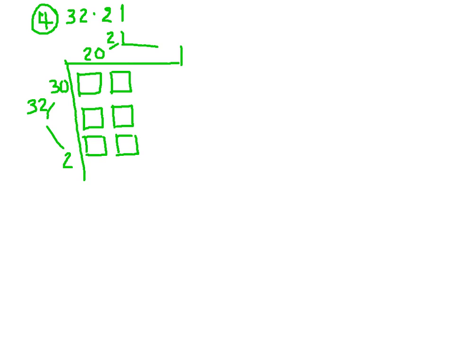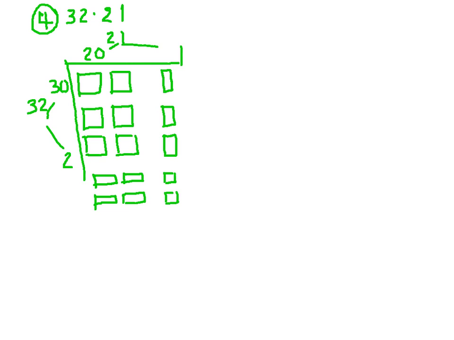Now I need 30 rows of 1. So here's 10 rows of 1, 20 rows of 1, and now 30 rows of 1 with 3 10 rods. Then I need 2 rows of 20 for this array. Here's 1 row of 10, 1 row of 20, 2 rows of 20. And then I need 2 rows of 1. 1 row of 1, 2 rows of 1. So that is the drawing that represents this problem.